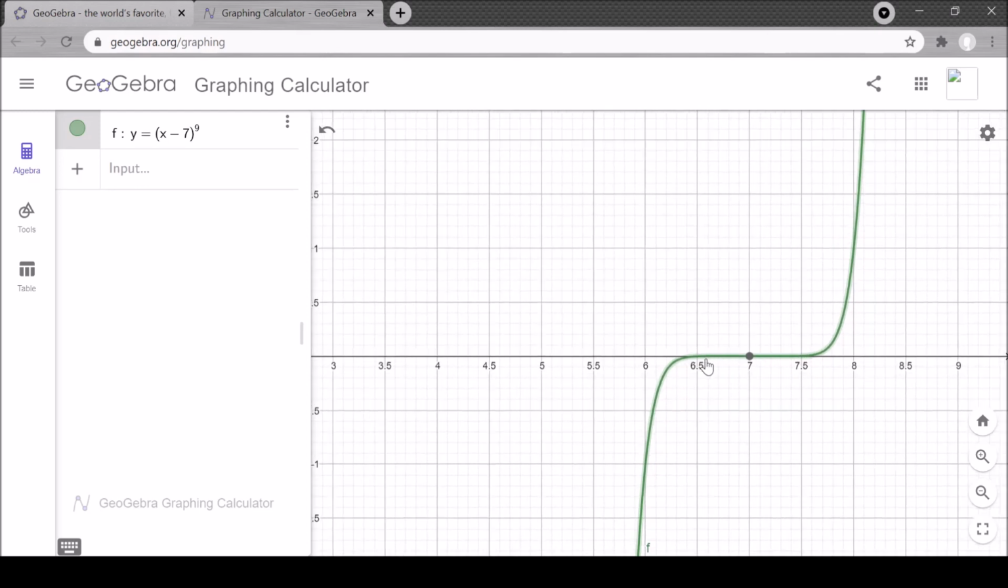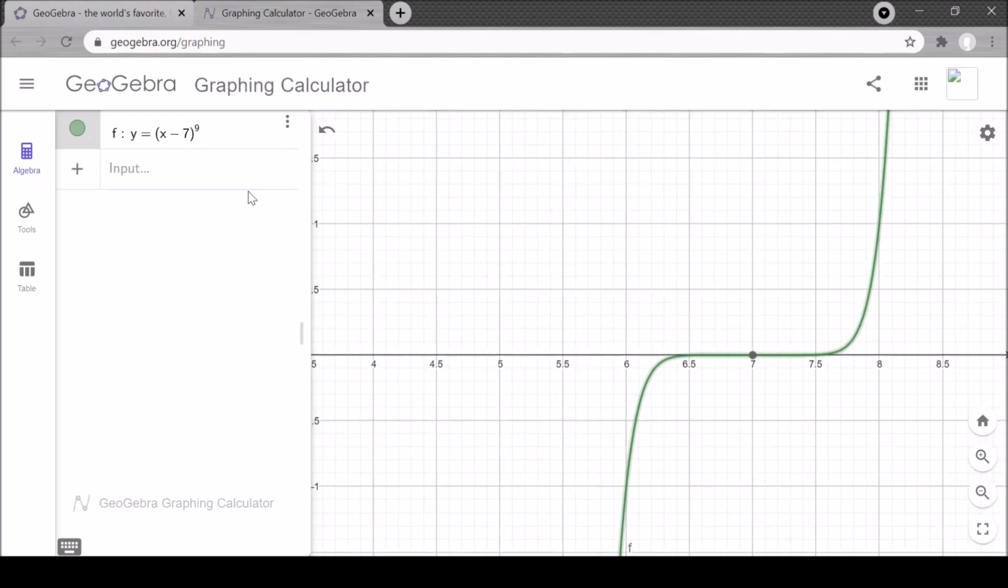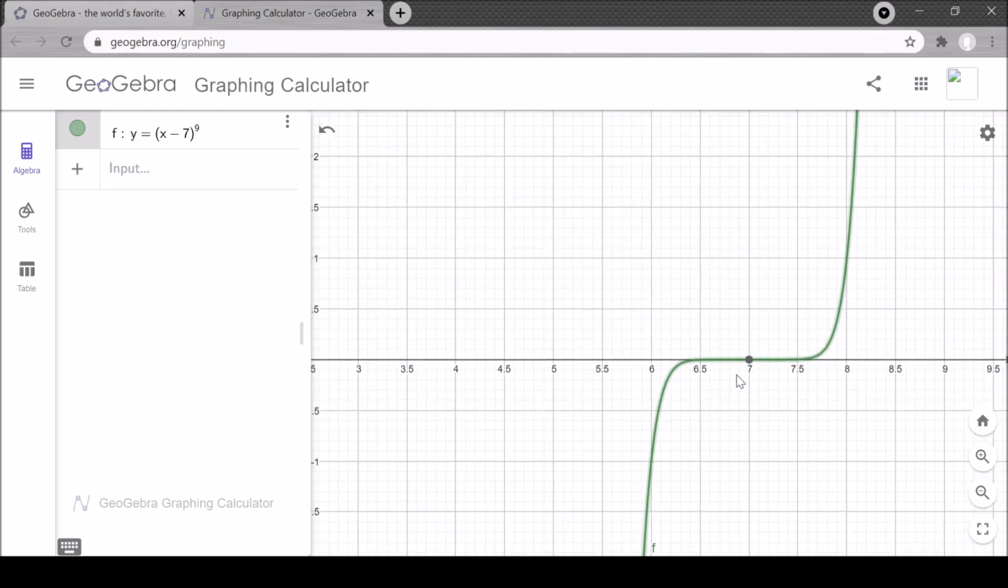Okay, it's very close to the x-axis because we know that... what are the roots of this polynomial? 7 is the only root, but 7 is repeating 9 times. So what is the algebraic multiplicity? Algebraic multiplicity is 9 for the root 7 because it is repeating 9 times, and that's why you can see this very close to the x-axis over here. But it is only touching 7 on the x-axis. Okay, so that was just a clarification.